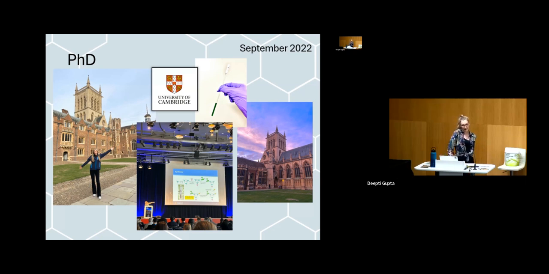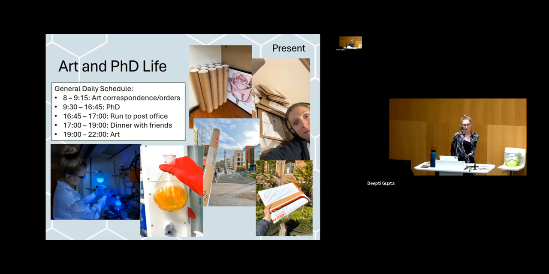However, it goes without saying, it's pretty challenging keeping up with an art business while you're doing your PhD. I've put up a general daily schedule, which is accurate-ish. It changes quite a lot day by day, but as you can see, I have to do art stuff in the morning before I go and do my PhD, and in the evening when I get back. And I try and keep a strict-ish 9 till 5 with my PhD. I do cut out my lunch break, which is a controversial opinion, but it gives me more time on either end of the day.